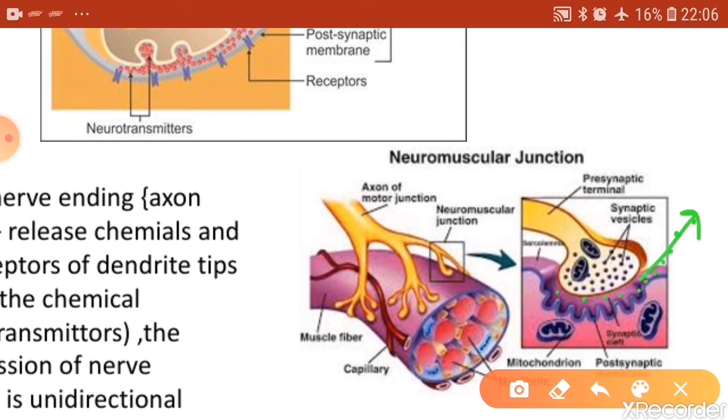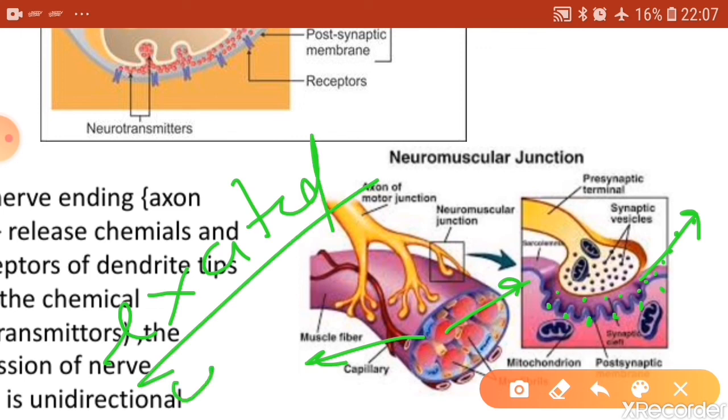So chemicals are released. These chemicals then bind to the receptors which are present in the membranes of the muscle fiber, right? And once they bind, the muscle fiber gets excited, and when the muscle fiber gets excited, the muscle fiber will contract. So this is how the muscle fiber contracts and the movement is brought.